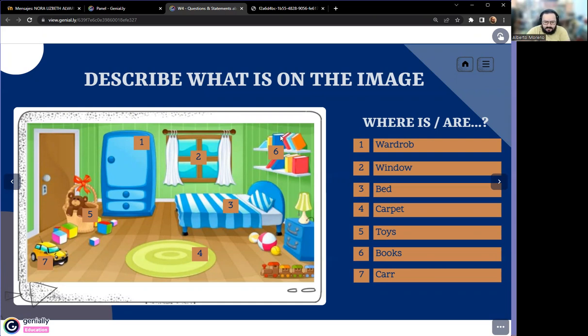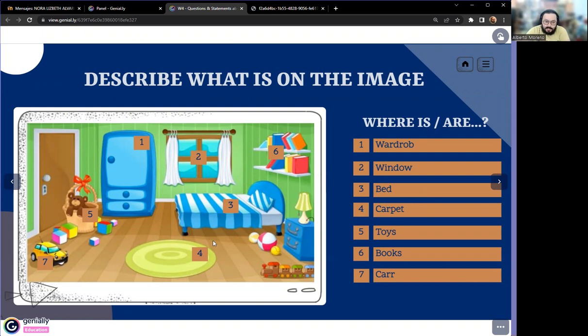And where is the bed? Si quisiéramos hablar de debajo, ¿cómo diríamos? Under the books. Y si habláramos de la alfombra, estamos hablando de la cama. Se puede decir que está arriba de la alfombra. Above, above. Arriba, above. Sobre.